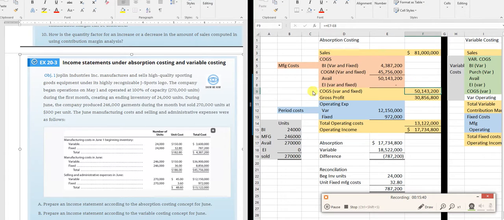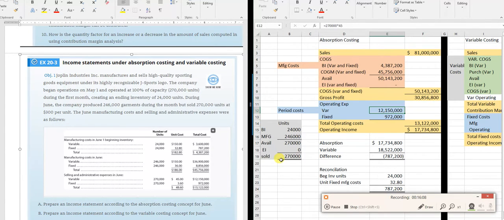Sometimes you can do a shortcut. I'll do it over here. Notice that I could say, all right, I sold all of these and all of these. So I sold 24,000 at 182.80 and 246,000 at 186, and I can get my total cost of goods sold. So sales minus cost of goods sold is gross profit.